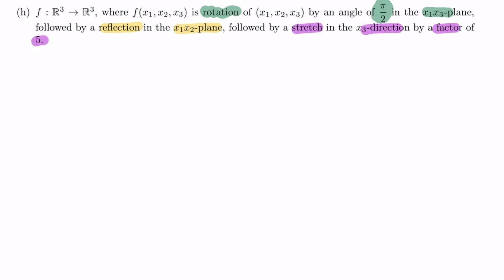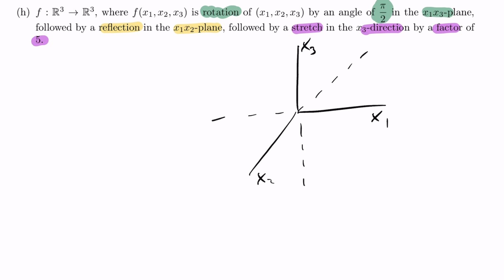Let's first draw our plane here. Let's go ahead and do a quick sketch. I'm going to label this x1, x2, x3. And as I take a look here, the first thing I want to do is rotate this 90 degrees. So let's examine what happens when I apply this to the vector 1, 0, 0.